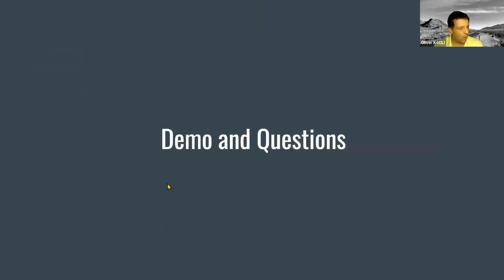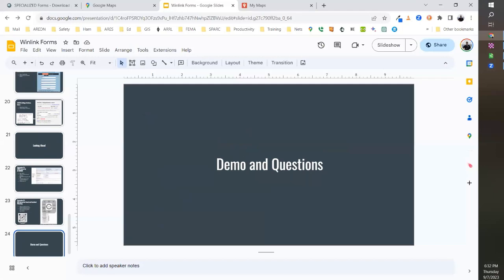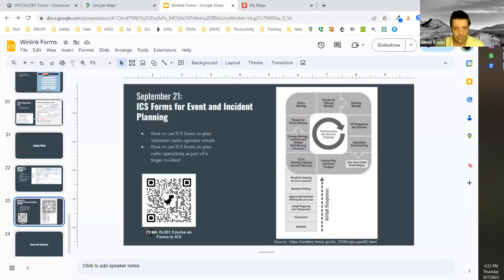What's the number of that course again? The IS 201 course, and you can scan this little QR code here with your phone. It'll take you right to that page. Thank you. Sure thing.